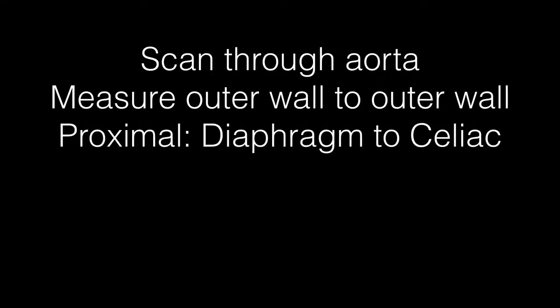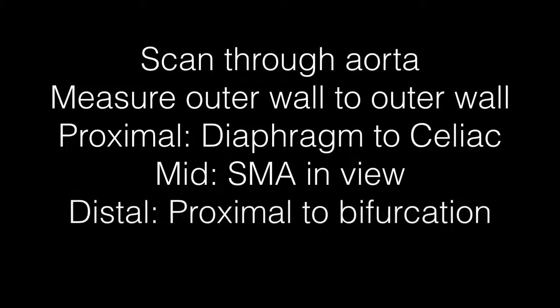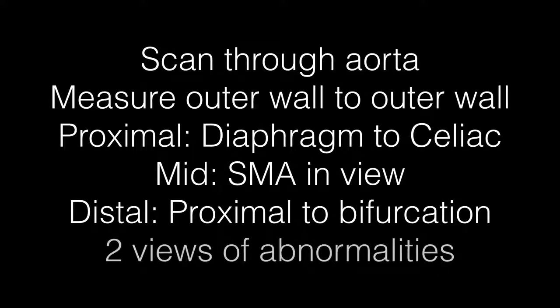So some key points to remember: scan through the entire abdominal aorta, measure outer wall to outer wall. Proximal is your diaphragm to your celiac origin. Mid aorta has the SMA in view. Distal is proximal to the bifurcation of the aorta into the iliac vessels, and you want to gain 2 views of any abnormality.